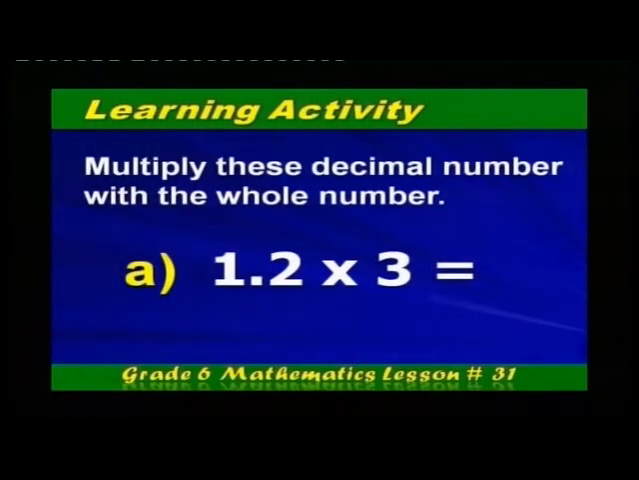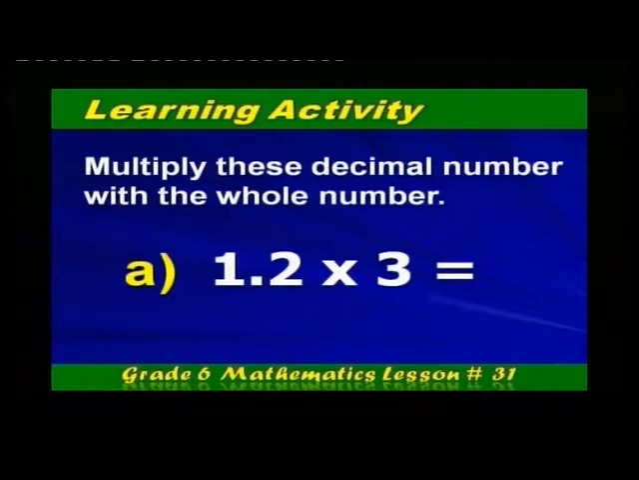Class, I have the first learning activity for you on the screen. Multiply this decimal number with the whole number. So, example A, what is the problem given there? Students, can you read the problem given there? 1.2 times 3. So when we are multiplying a decimal number by a whole number, 1.2 is a what number? It's a decimal number. 3 is a whole number. Good. So here we are multiplying a decimal number and a whole number.